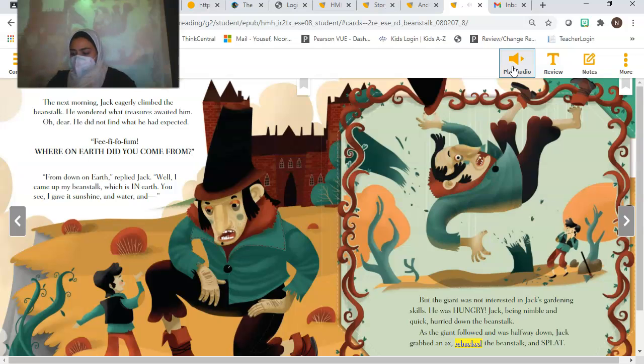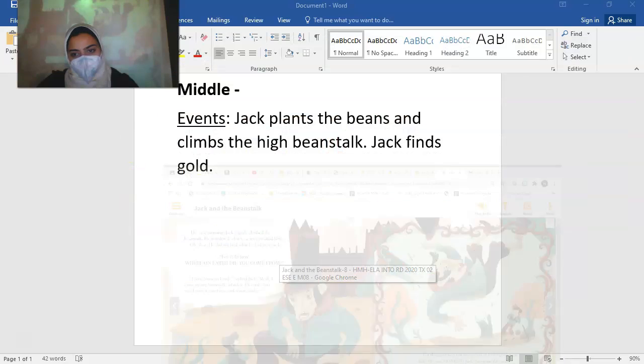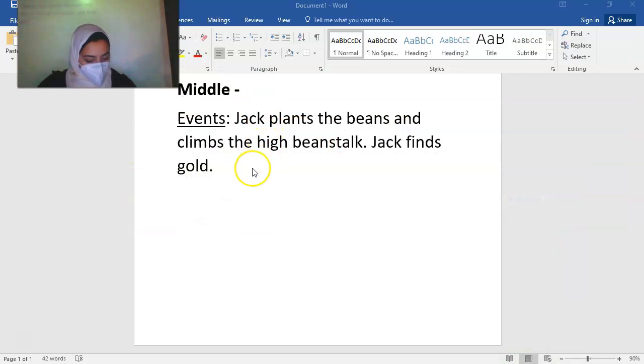What did he do? He cut down the beanstalk. Very good. Why did he cut down the beanstalk? Because the giant was following him. Very good. He didn't want the giant to follow him. All right.